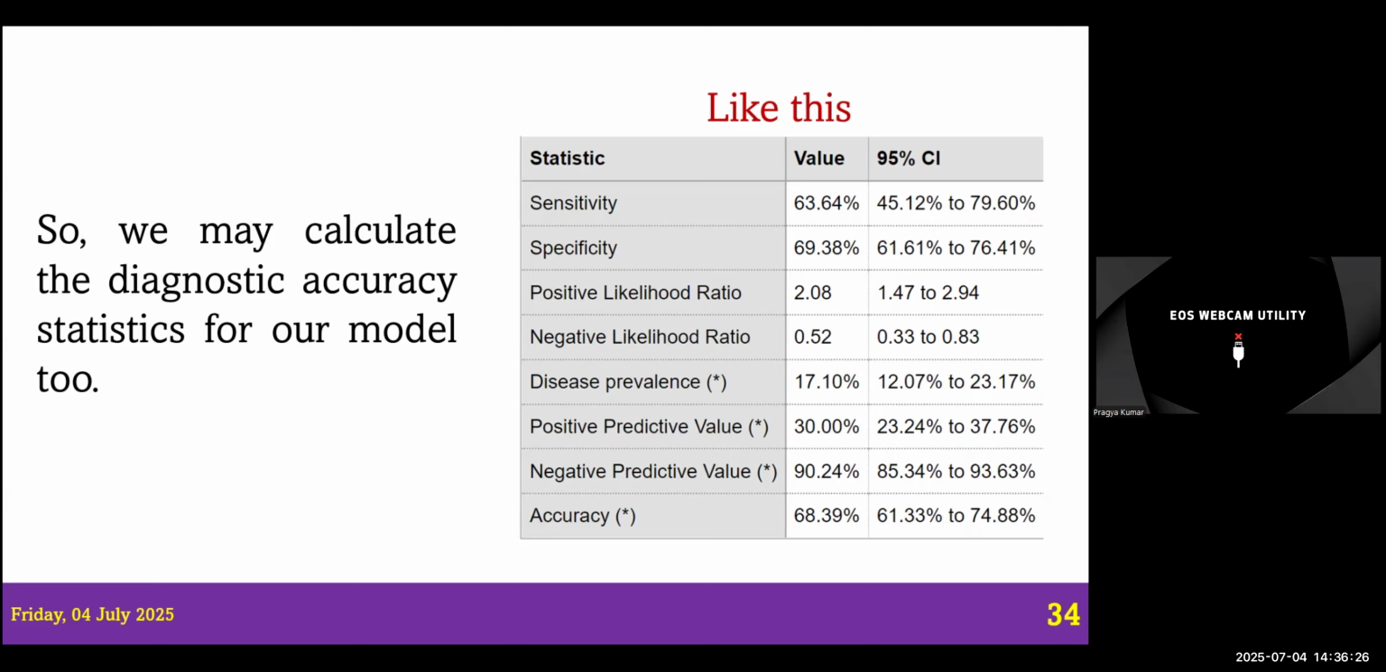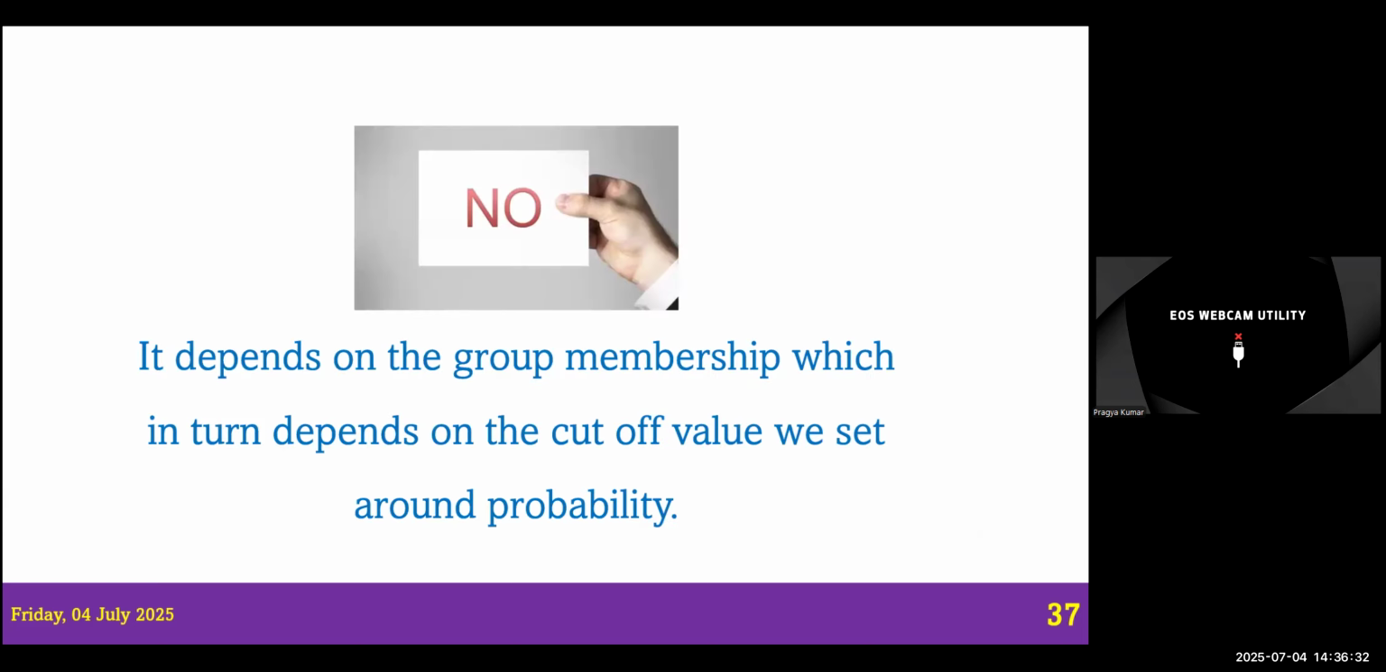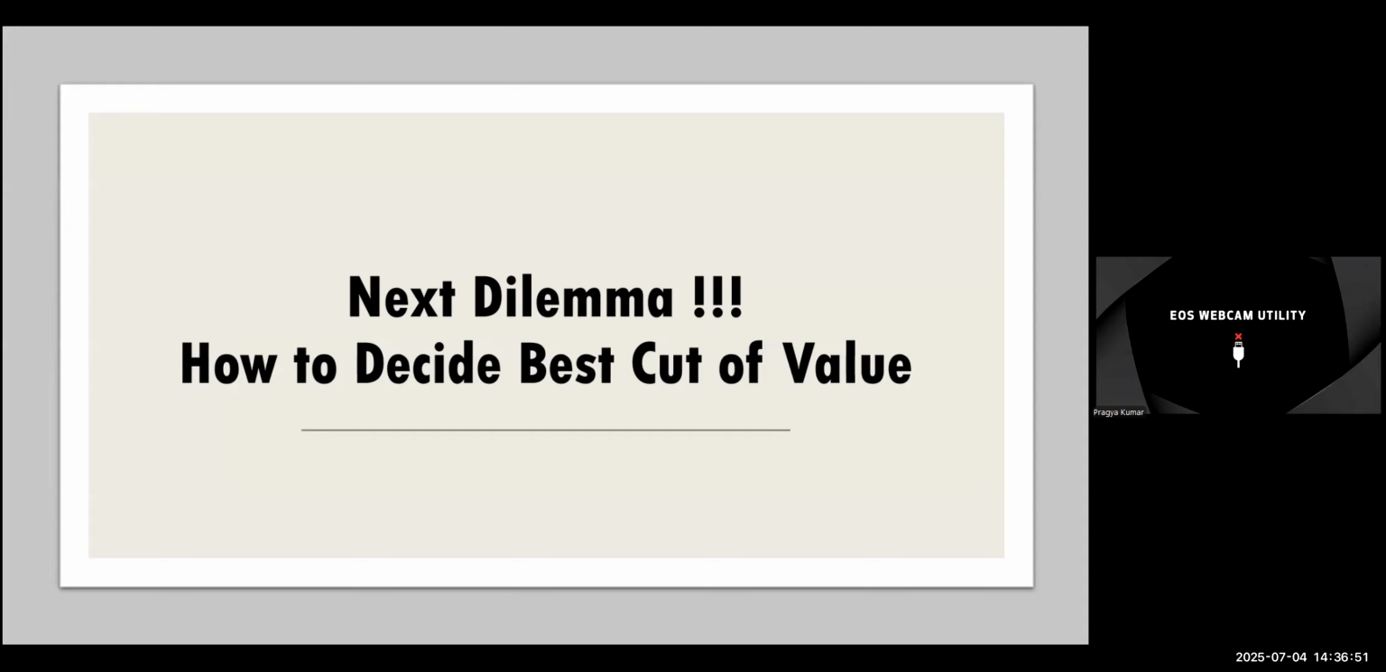So yes, of course, for a particular cutoff you can say yes, but if you change the cutoff, then your answer will be no. So it depends on the cutoff we set and the group membership that particular person belongs to, which again depends on the cutoff. For a particular cutoff, these diagnostic accuracy statistics will be the same, but with a different cutoff, they will change. So now how to decide this cutoff? How to decide what should be my cutoff value?